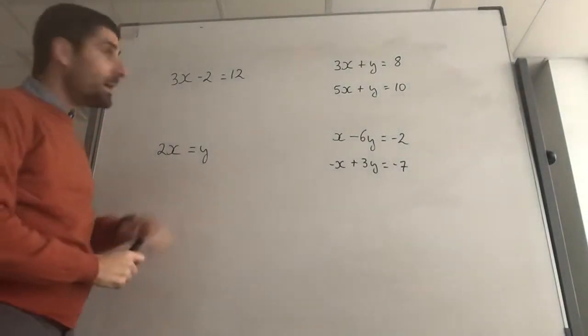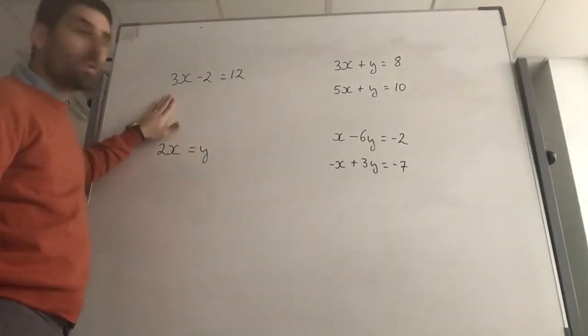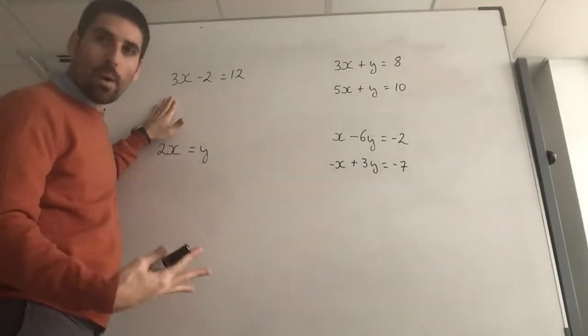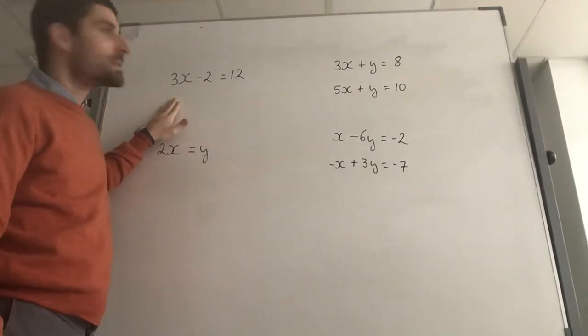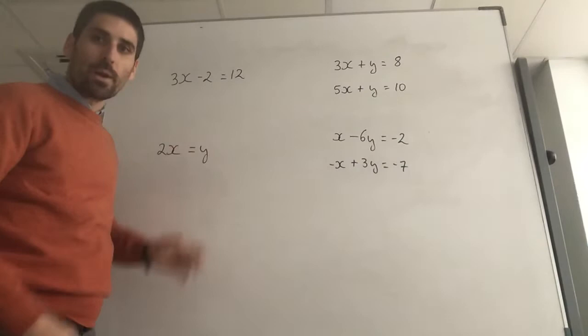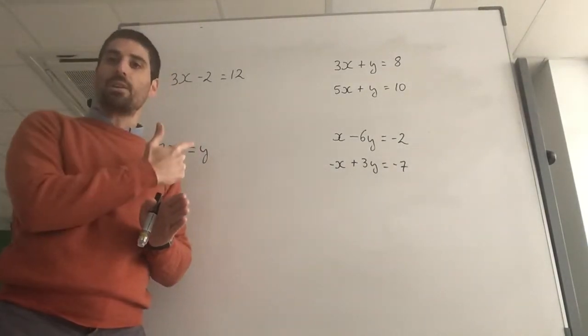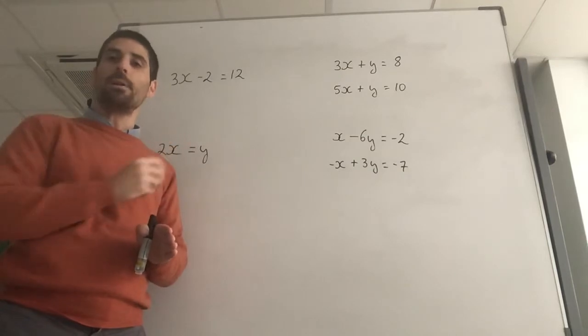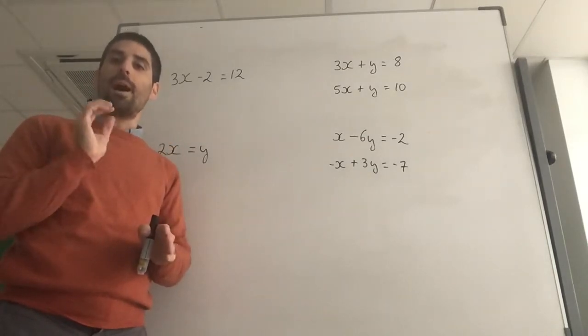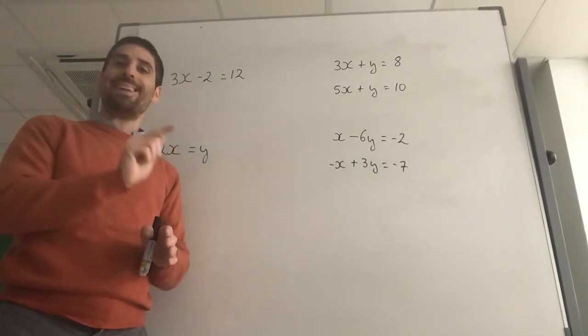Right, here, you've got a normal equation, alright? 3x minus 2 equals 12. Each and every one of you should be able to solve that equation. So write it in your books and pause the video and have a go at answering it now.